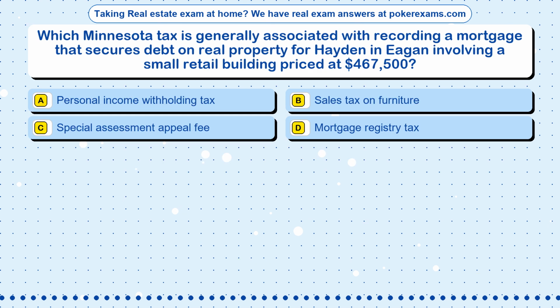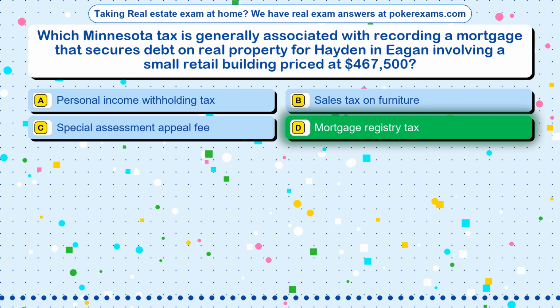Question 48. Which Minnesota tax is generally associated with recording a mortgage that secures debt on real property for Hayden and Egan involving a small retail building priced at $467,500? Option A, personal income withholding tax. Option B, sales tax on furniture. Option C, special assessment appeal fee. Option D, mortgage registry tax.